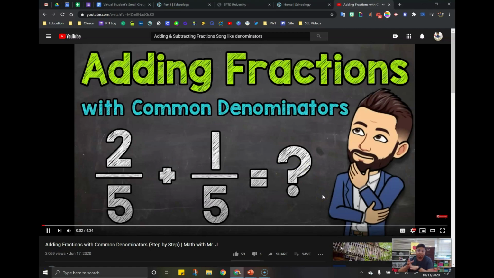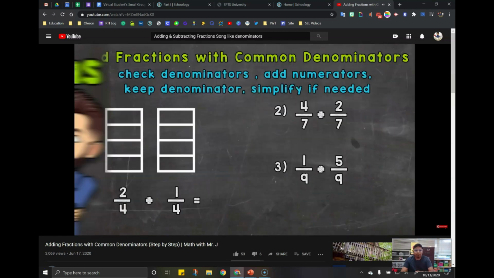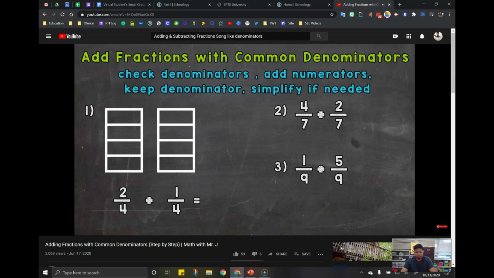Welcome to Math with Mr. J. In this video, I'm going to cover how to add fractions with common denominators. And at the top of your screen in blue, we have the steps we're going to take in order to do this. We're going to check our denominators, and I'll tell you why here in a second. We're going to add our numerators, keep our denominator the same, and then simplify if needed. And we're going to go through 3 examples in order to get this down. So let's jump right into number 1 here, and we have rectangles filled in above our problem of 2/4 plus 1/4.